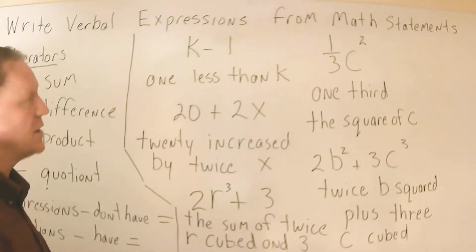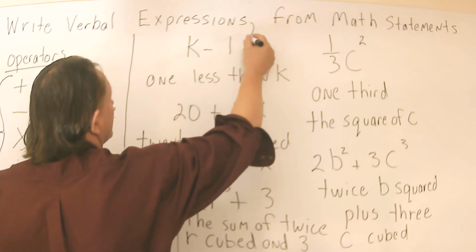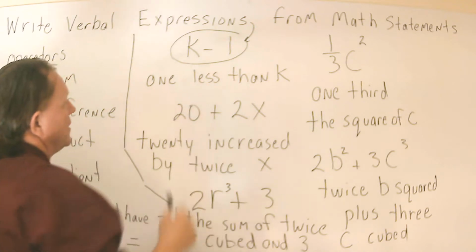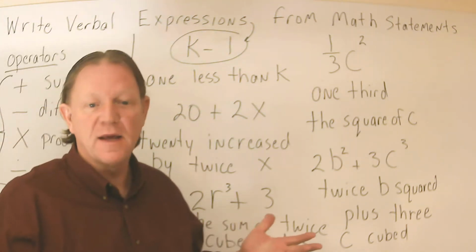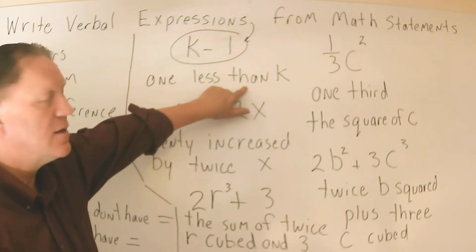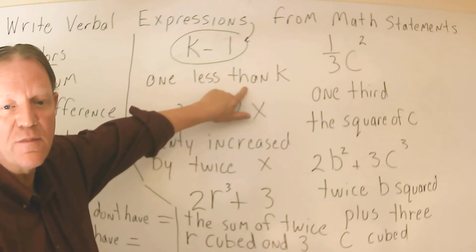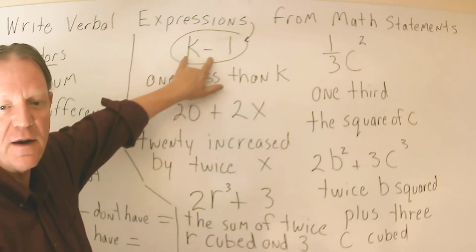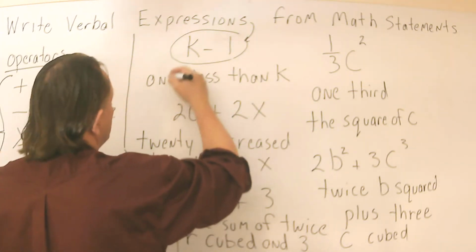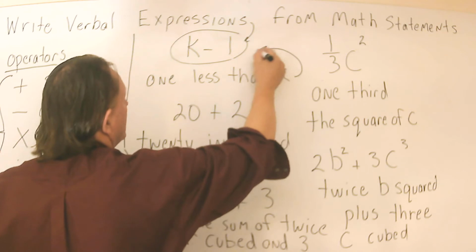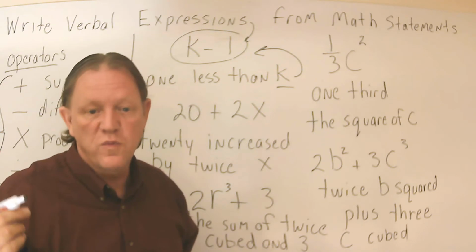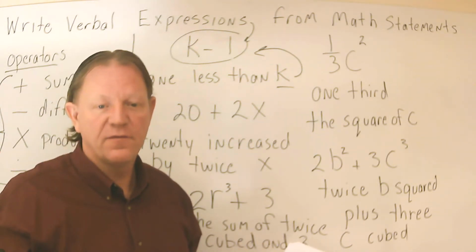So our first expression is k minus 1. Well, you could go ahead and write it exactly as I just said it. Or you could write 1 less than k. So again, there's different ways to verbally express this math expression here. So this first one, you could say k minus 1, you could also say 1 less than k. Okay, so there's not just one way to write the verbal expression.